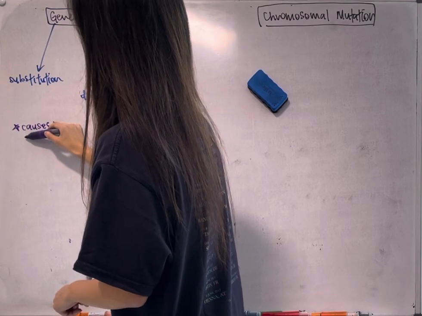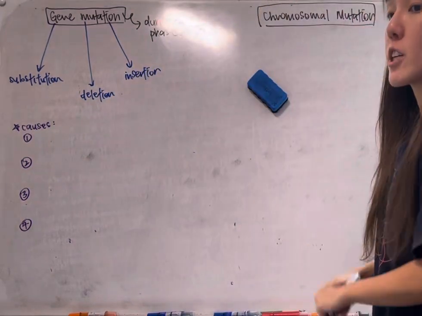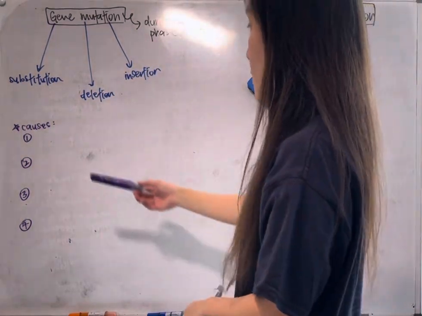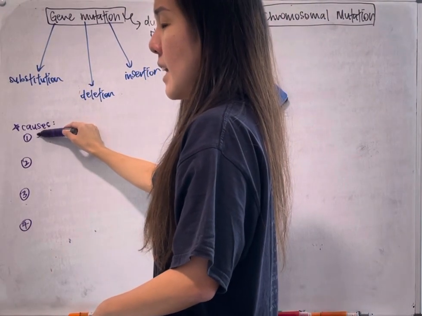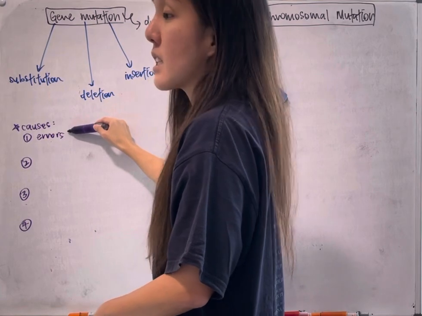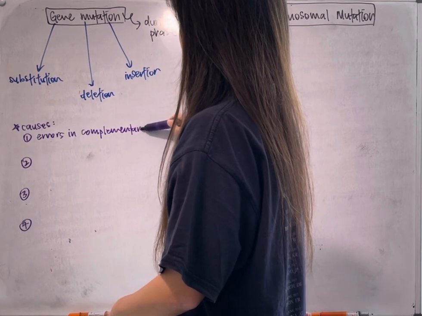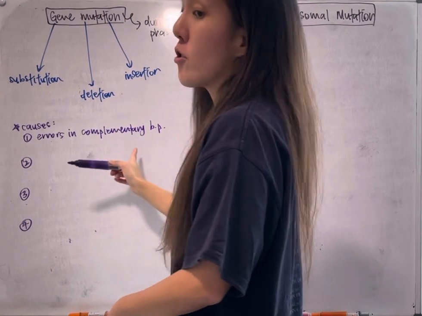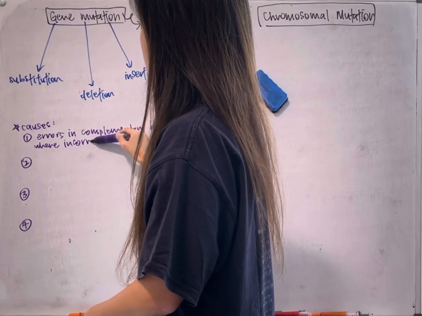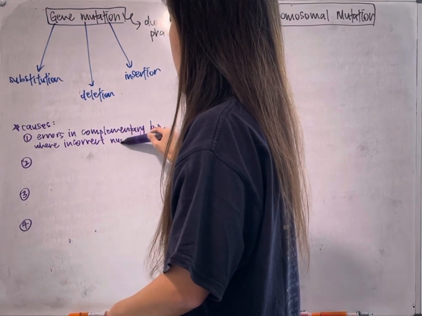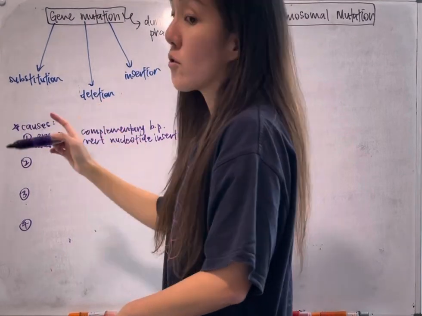Can you now tell me the causes of this gene mutation? I said there are a few causes for you to take note of. What's the first cause? Can you tell me, Jude? What can cause gene mutation? For example, what can cause a substitution mutation? Errors in complementary base pairing. So the first one is that we can have errors during complementary base pairing where an incorrect nucleotide is inserted. This will lead to substitution mutation, right? What else can lead to deletion mutation?